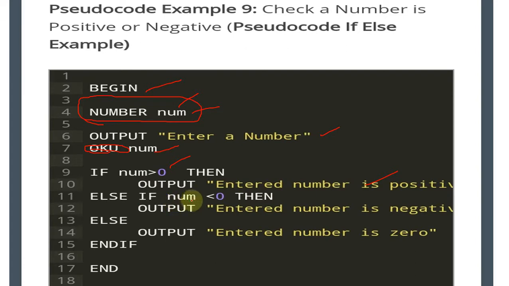Else again, if num is less than 0, then output "Entered number is negative". Sometimes exactly 0 may be there, so then "Entered number is 0". Else, if the number is not greater than 0 and not less than 0, it must be equal to 0. So else, "Entered number is 0". And end is nothing but begin and end. So this is how you can check the number for positive or negative.